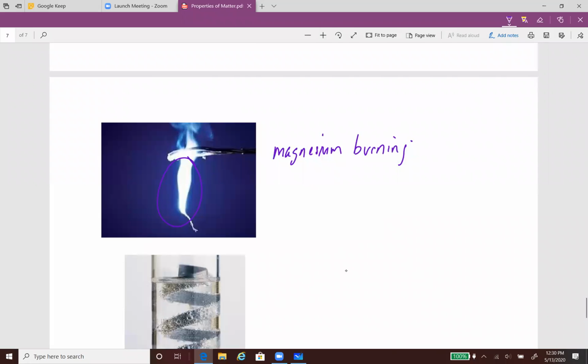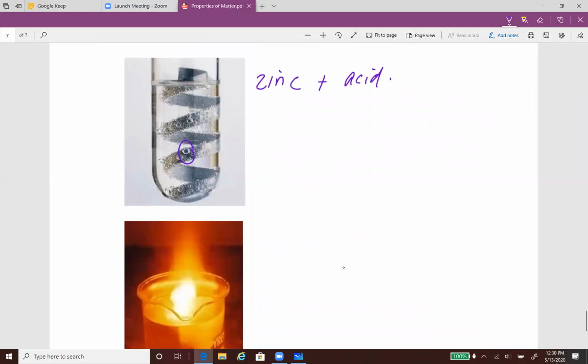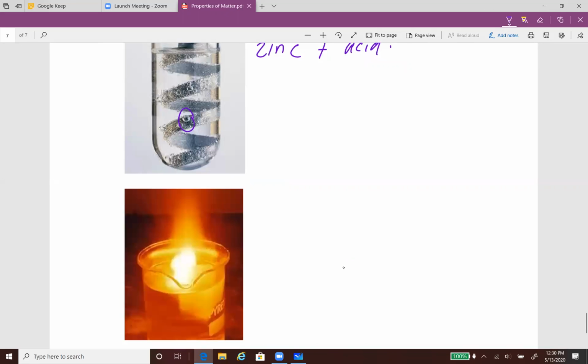Another sign might be bubbling. This is actually a zinc type of metal and a type of acid that are undergoing a reaction, so a chemical change. And you can see bubbles. Okay. Or another one is heat.